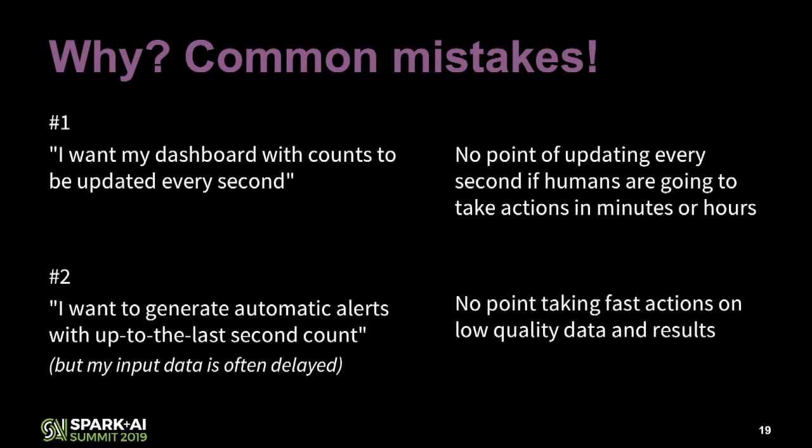Second mistake that I've seen: I want to generate automatic alerts with up to the last second count, because something went wrong, etc. But the fine print is that my data is often very late. I have unpredictable delays in the data. So then my question is, is there any point to really take critical alerting actions on data where the quality of your data is low, where you haven't even received enough data to take good decisions because it is arbitrarily delayed? So then why do you need second scale or lower than second scale latencies?